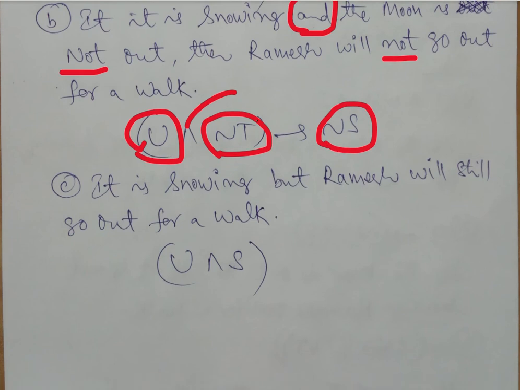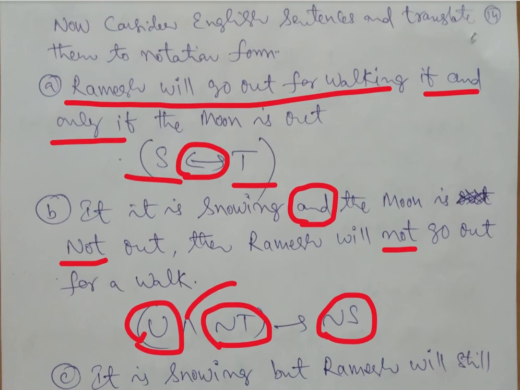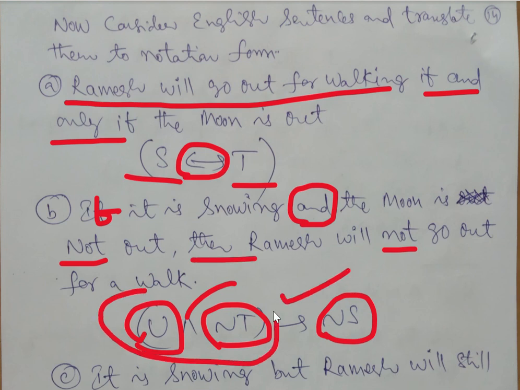But what is the main conjunction? Sorry, it should be "if". If it is, then. If-then means conditional. That's it. So this is one part, this is another part. So we'll get a conditional.